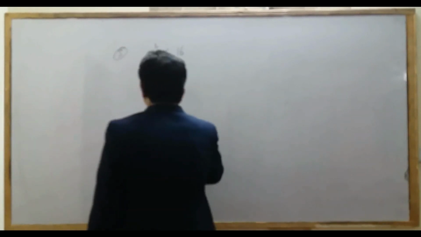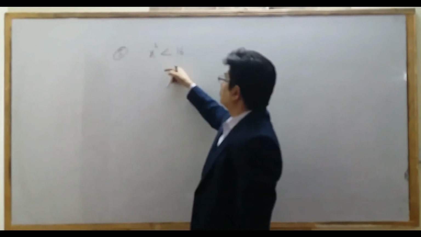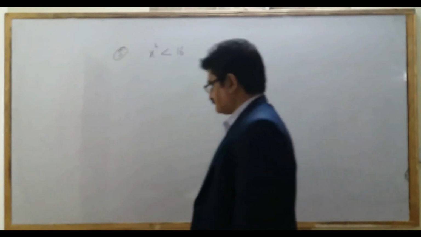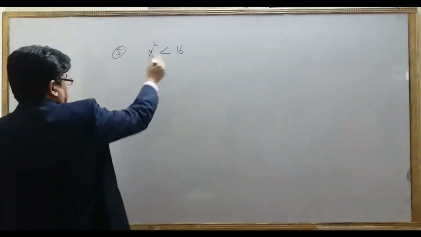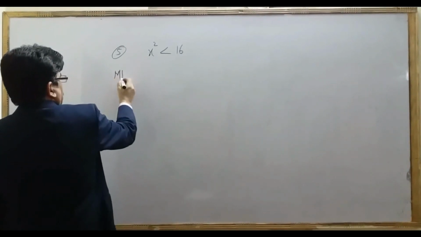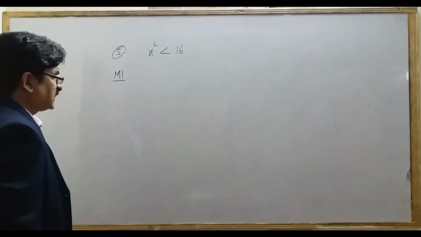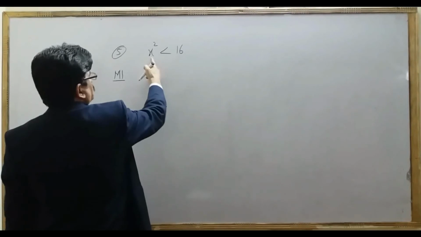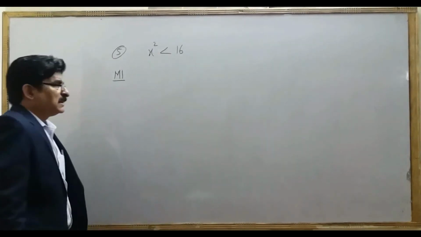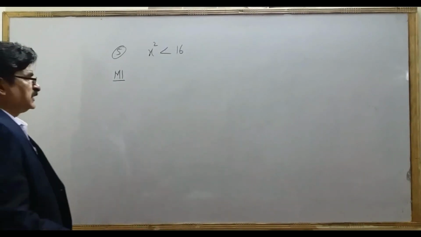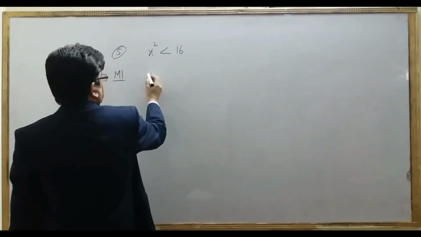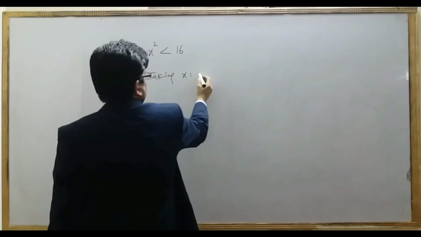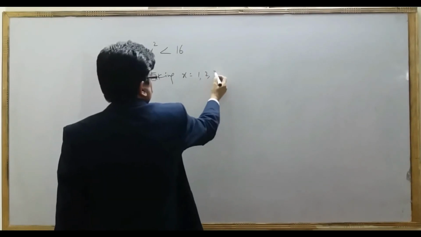Now see that you have a quadratic inequality, but you have only x square, no x term. Its method 1 is the algebraic method. Just check the values. When you square, it should be less than 16. So let us take x equal to 1, 2, 3.